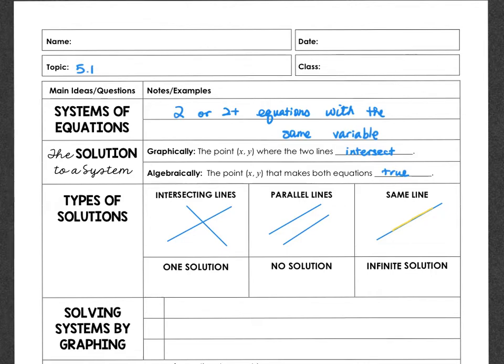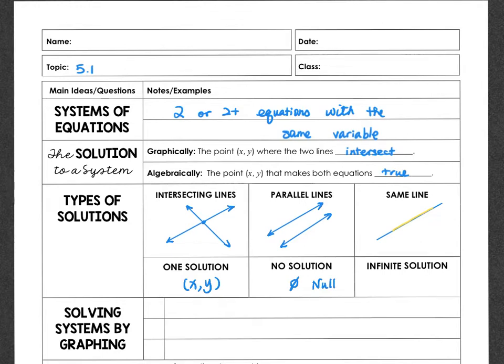Now, there are three types of solutions when we solve systems of equations. The first kind is when the two lines intersect, just like the way it is here. I've got two lines here, and they intersect at one point, and therefore I have only one solution. But if I have two lines that are parallel to each other, they do not intersect, and therefore there's no solution. We use that symbol. It's called a null set.